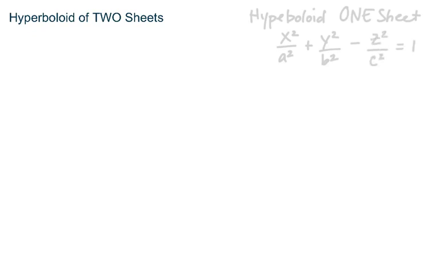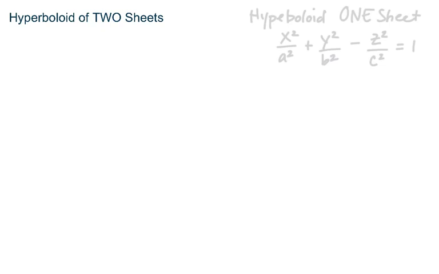So just to refresh, a hyperboloid of 1 sheet, we had a standard form for that, which was x squared over a squared plus y squared over b squared minus z squared over c squared. So the main thing you want to notice is the hyperboloid of 1 sheet had 1 negative.